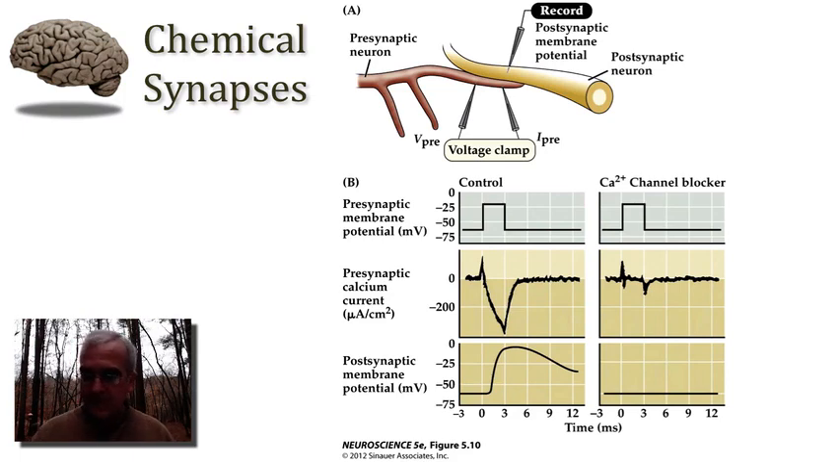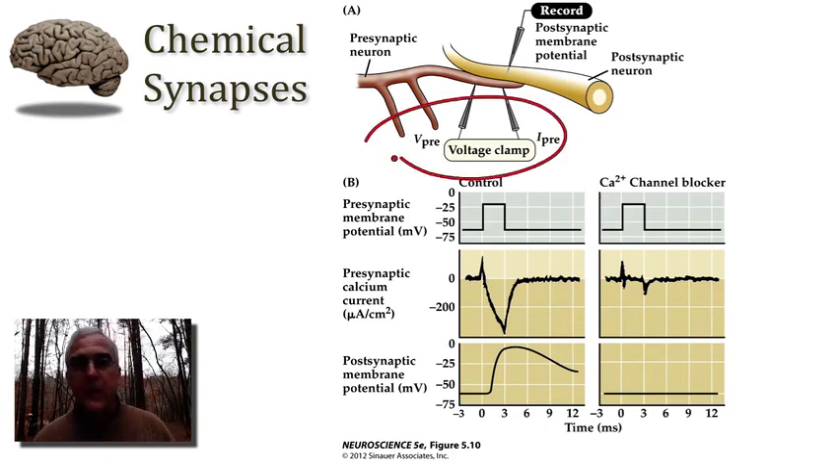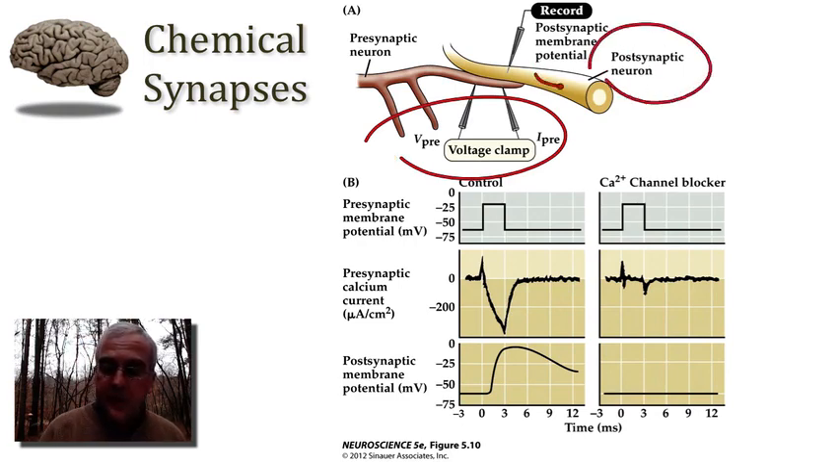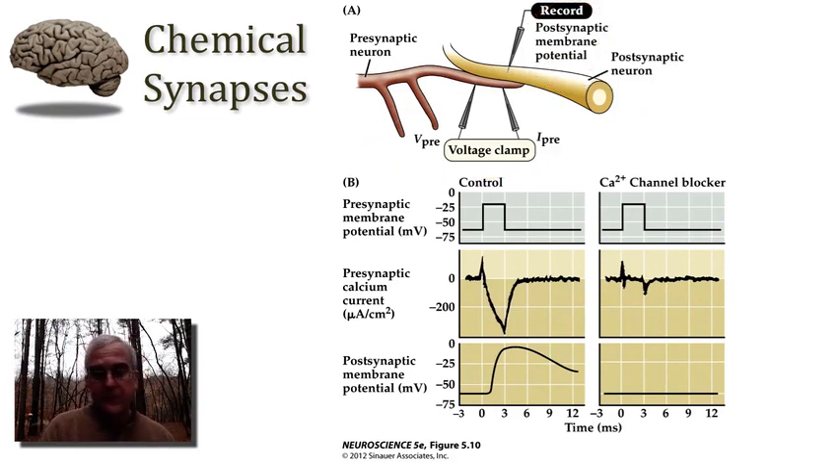And what's being done here is a presynaptic neuron is being stuck with microelectrodes that allow for clamping the voltage or for injecting current. And there's a postsynaptic neuron, from which the postsynaptic membrane potential is going to be recorded. And so what's being demonstrated here in these data is the important role of calcium.